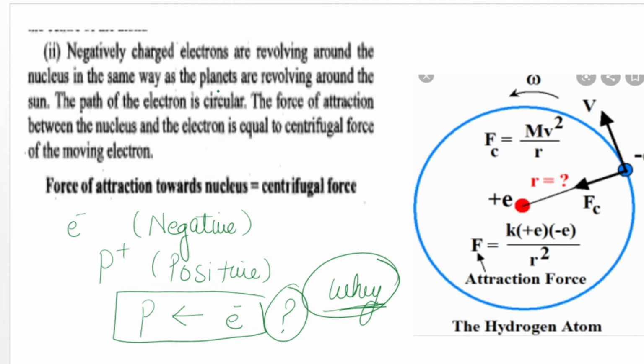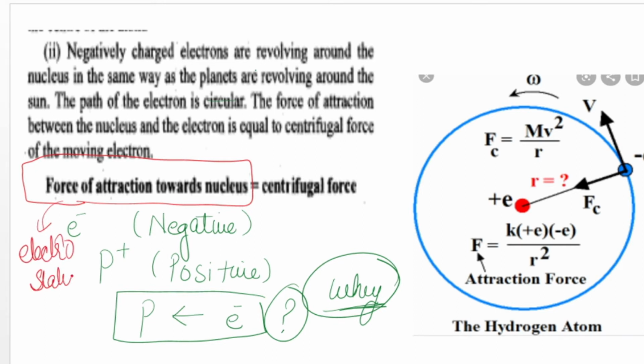So what is it? Negatively charged electrons are moving around the nucleus, and how is it getting balanced? Two forces are balanced. Let us check them. Actually, the force of attraction towards the nucleus. Now how is this created? That's what I was telling you. This is called the electrostatic force, that is the force between the proton and electron.